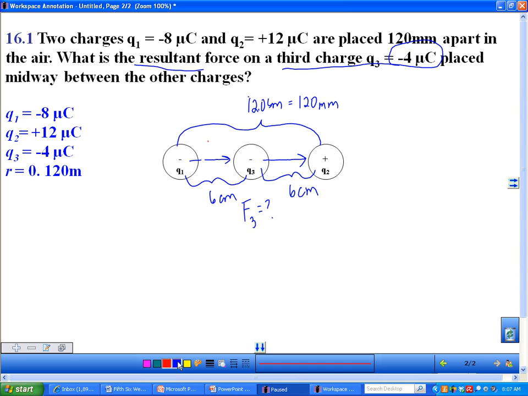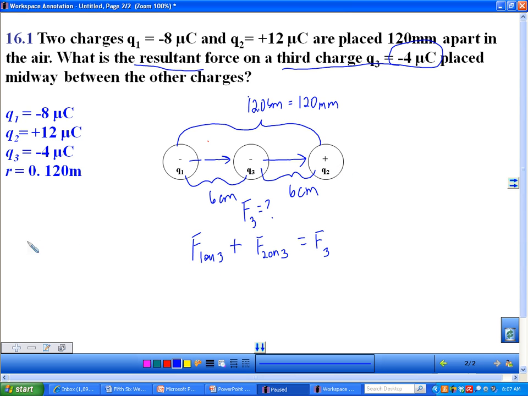It's not a new concept for you. You can do it. So if I find the force of 1 on 3 and the force of 2 on 3, does it make sense that I'm going to add them to get the net force on 3? Is everybody all right with that? Because they're both in the same direction. 1 is pushing 3 to the right. 2 is pulling 3 to the right. Does that make sense? Candace? Make sense? All right.